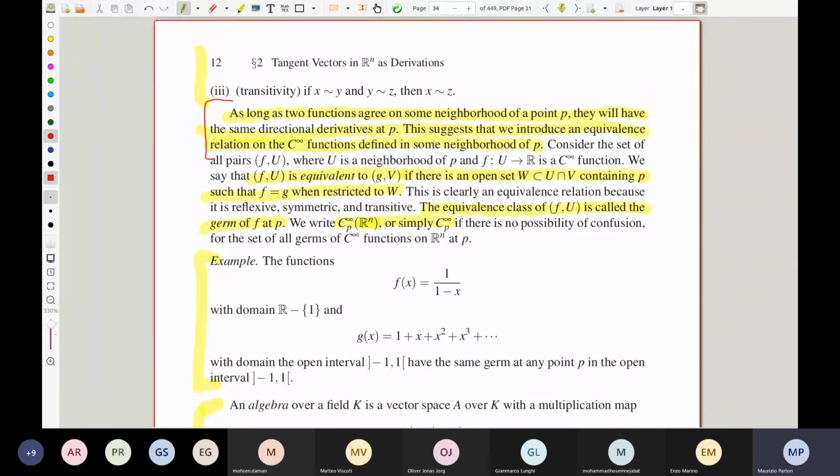This is expressed by this sentence. As long as 2 functions agree on some neighborhood of a point P, they will have the same directional derivative at P. And this suggests, now this sentence, do you understand this sentence? This suggests that we introduce an equivalence relation on the C infinity functions. Is this clear to everybody? Equivalence relation? Fantastic. Are you sure? Don't be shy.